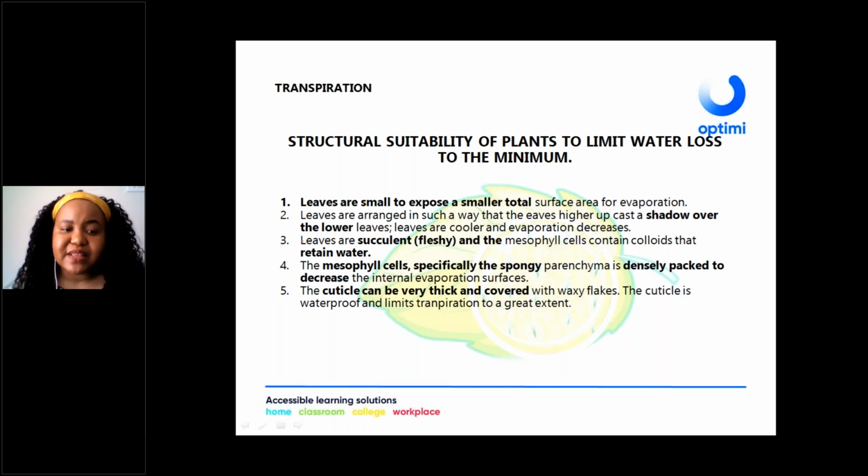So all this about the leaves of the plants makes them well suited to limit the water loss. Okay, otherwise, if the plants continue to lose more water than usual, they will end up dying. All right, so then the leaf's structure covers us in that regard. Okay, if you've got any questions with regards to this slide, please do type them, and we will answer them.